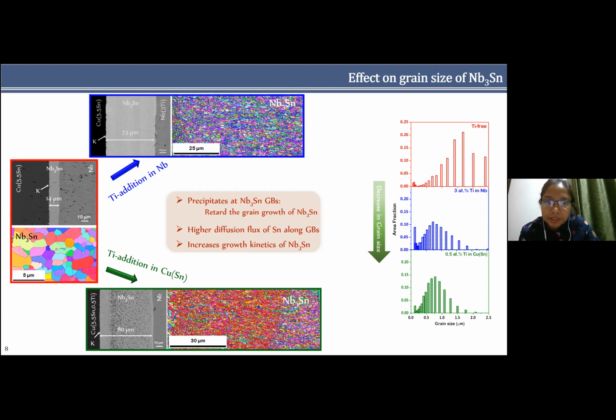Firstly, one advantage is that it facilitates the diffusion flux of tin along the grain boundaries and increases the growth kinetics of Nb3Sn. And secondly, as we know, the critical current density follows an inverse relationship with the grain size. So the critical current density will be much higher when titanium is added to bronze. I'll show the Jc plot at the end of the presentation.